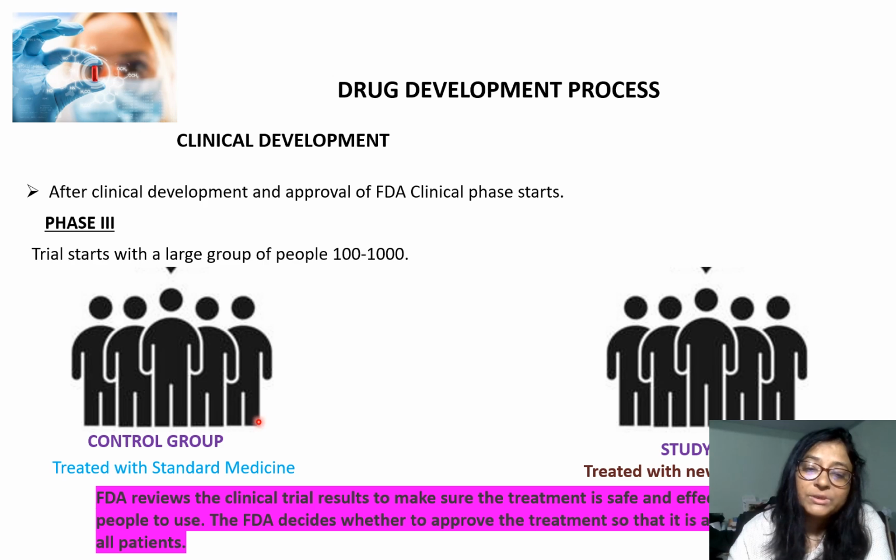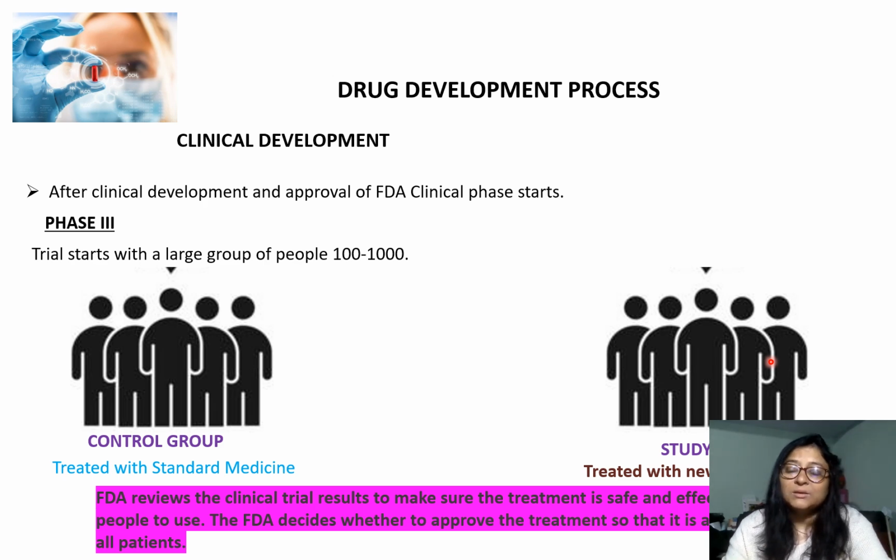The control group is treated with the standard medicines already in the market, and the study group is treated with the new medicines. With these results they check, for example, if it is diabetes, the control group is given the diabetes standard medicine which is in the market and ongoing, and the study group is given the medicine for diabetes which is newly developed.